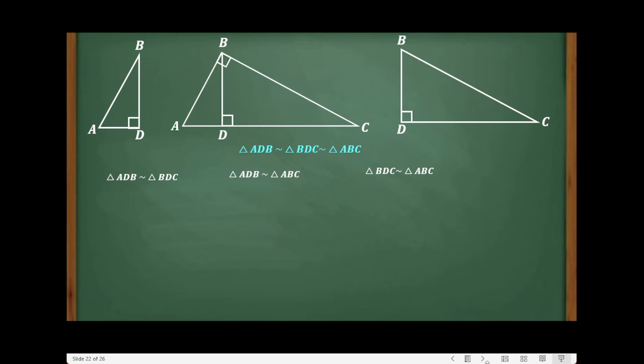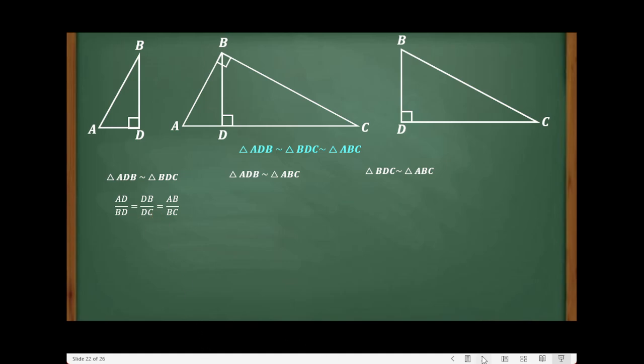And with that, let us go back to the first pair of right triangles that are similar, and we form the proportionality of their corresponding sides. So this is the proportion: AD over BD equals DB over DC, which is also equal to AB over BC. Okay?